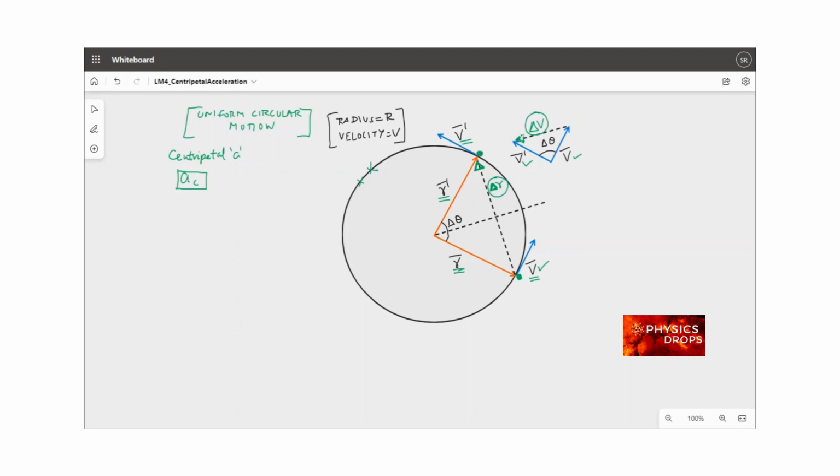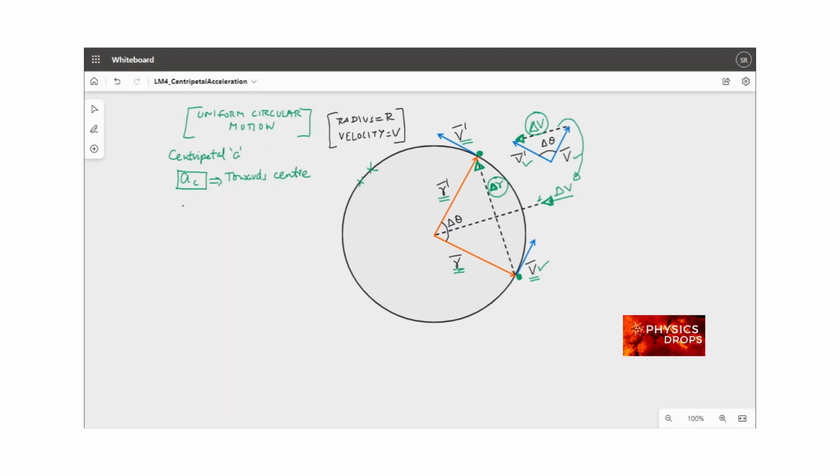We have seen delta v here, and if I translate delta v to this place, then delta v will be in this direction, which is nothing but towards the center of the circle. And we know that acceleration is in the same direction as the change in velocity. If I translate delta v back without changing its direction and magnitude, delta v would be here, which is towards the center of the circle. And acceleration is in the same direction as delta v, and hence centripetal acceleration is towards the center of the circle. This is the direction of the acceleration.